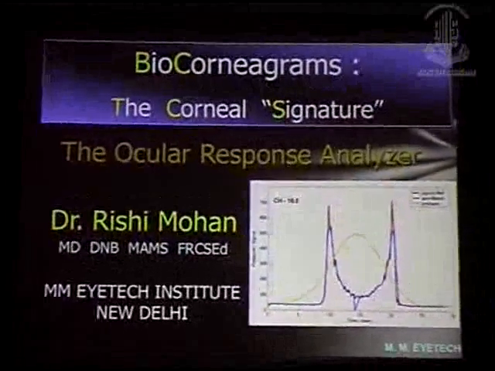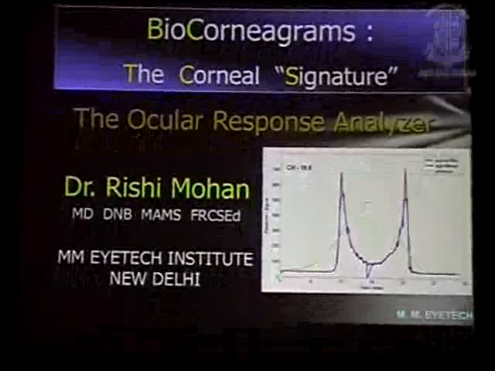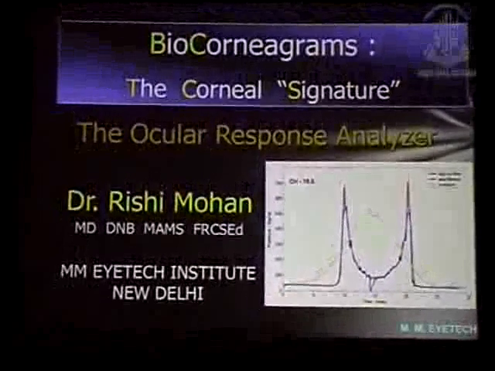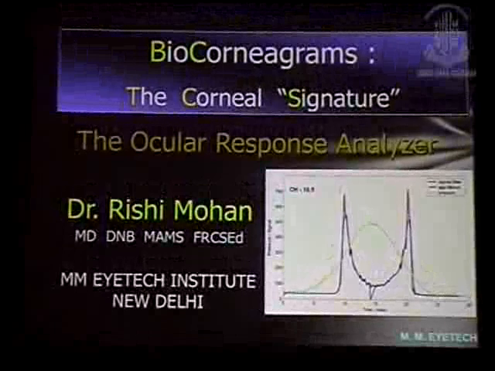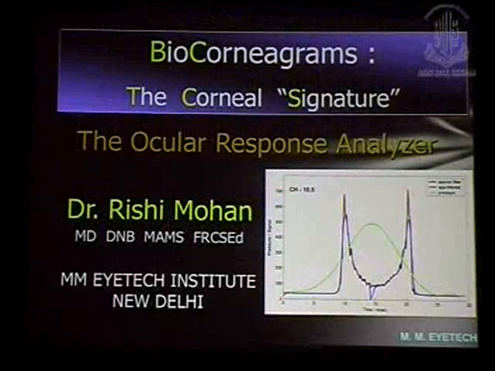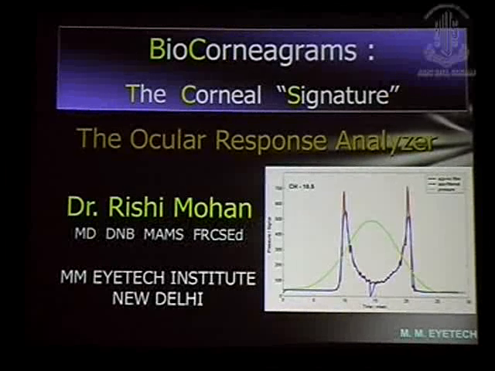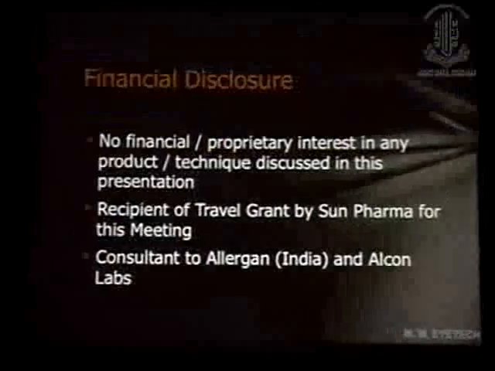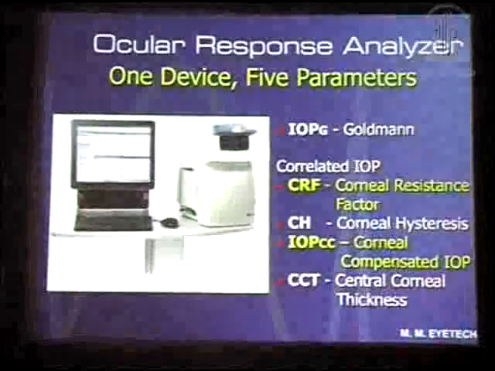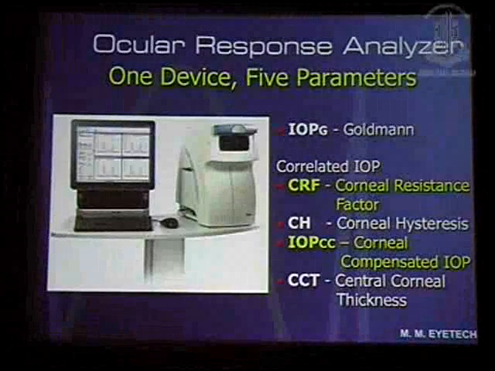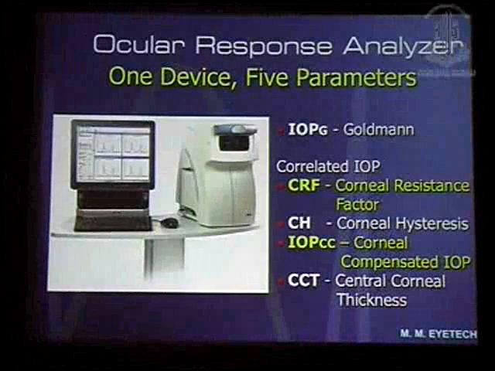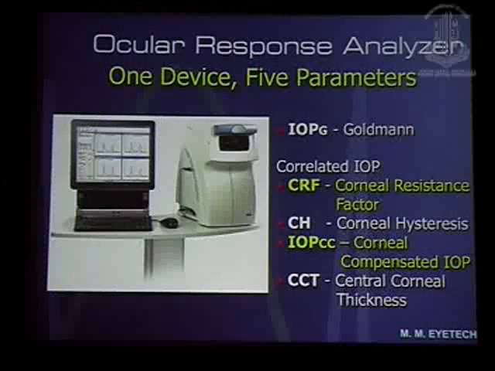So there are clinical tools now available to us, and they create data about the way the cornea behaves biomechanically. The graph that these machines create is called a biocorneogram. Just like an ECG, it creates a graph like this, and I'm going to talk about this. There's no financial disclosure. This is the machine. It's actually a fancy non-contact tonometer with analytical software and a computer attached, and it gives us various parameters.